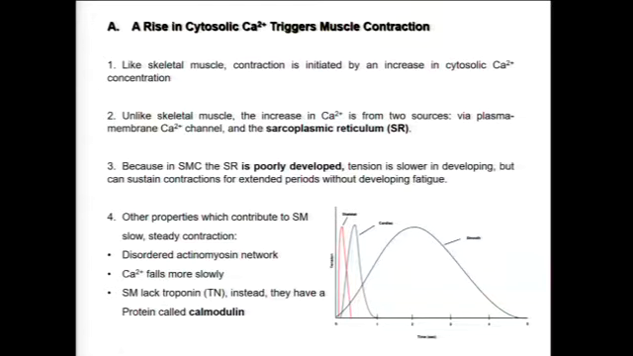That allows a slow, steady contraction, the tonus contraction. And all that is facilitated by that disordered actinomyosin network. They're not arranged in sarcomeres. They have to get themselves together and pull on each other. Calcium falls more slowly. Smooth muscle does not have troponin. It has another protein called calmodulin. And we'll spend a few minutes talking about calmodulin.